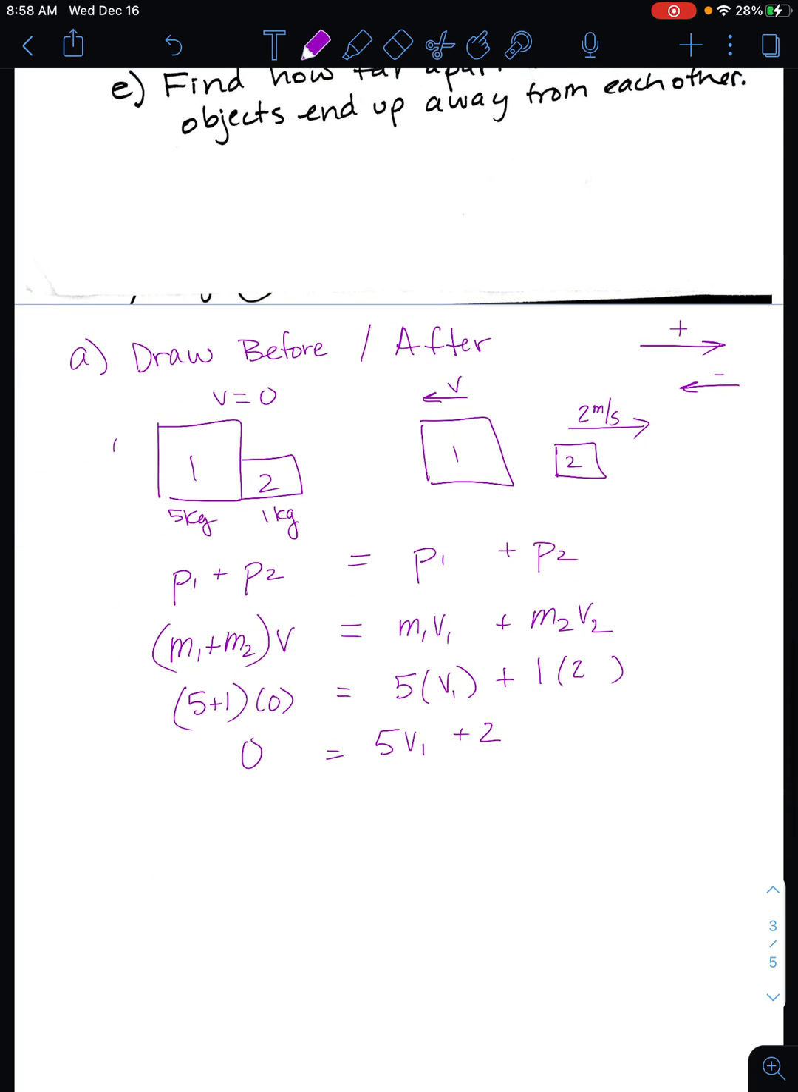And so now we'll have to subtract 2 over. And we're going to get that v1 is negative because it's moving to the left. 2/5 is 4/10 is 0.4, so negative 0.4 meters per second is the velocity. If it asks for the speed, that is equal to the absolute value of the velocity. It's called the magnitude of the velocity. So the speed would just be 0.4 meters per second.